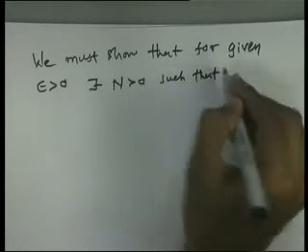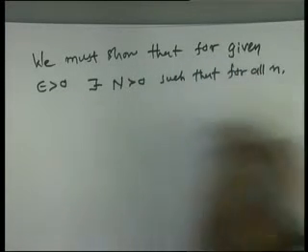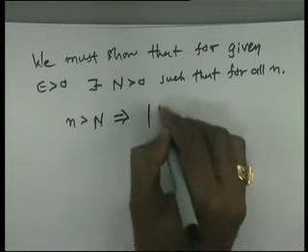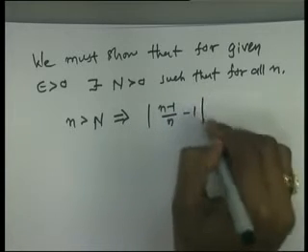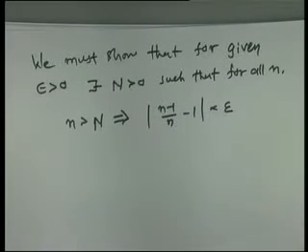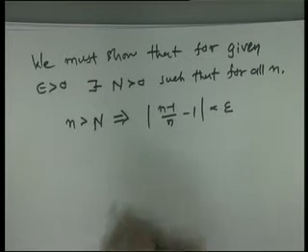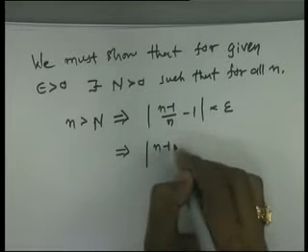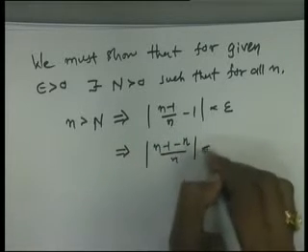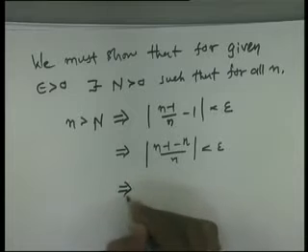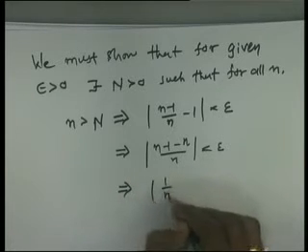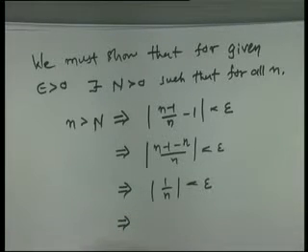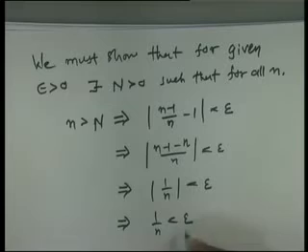Such that for all n, n greater than capital N implies (n minus 1)/n minus 1 less than epsilon. So here if we simplify this term, this is (n minus 1 minus n)/n less than epsilon. So this is nothing but modulus of 1 by n less than epsilon, or we can simply consider 1 by n less than epsilon.